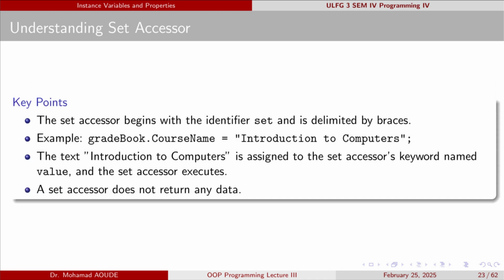Now, the set accessor. Set begins with the keyword set and uses braces. It assigns the incoming value to the private field. Example: gradeBook.CourseName = "Introduction to Computers". Here, "Introduction to Computers" is passed to the set block, and the field is updated. Setters don't return anything. Their job is purely to update the object's internal state.